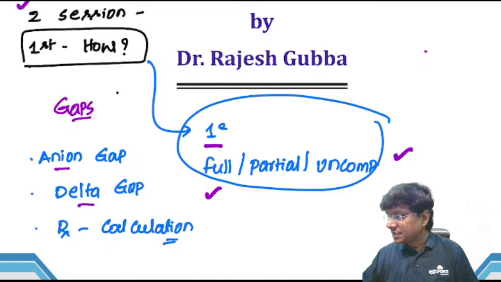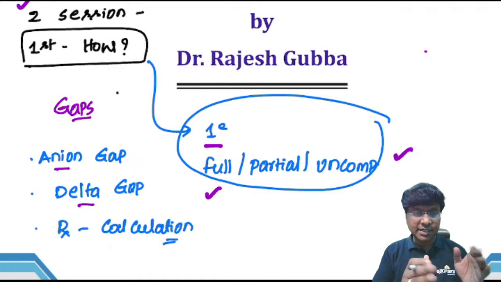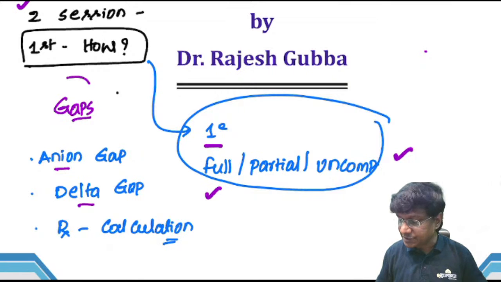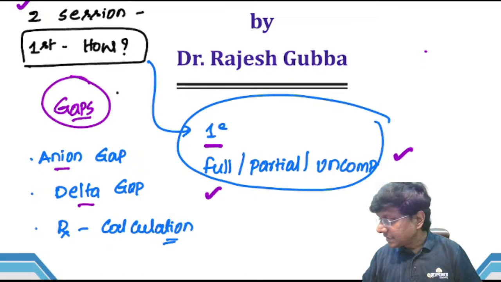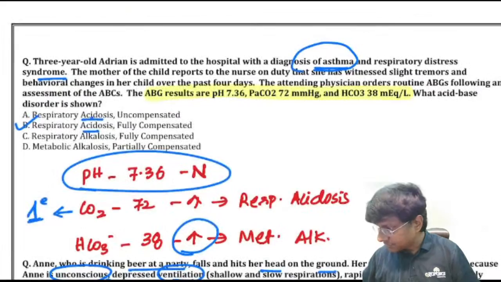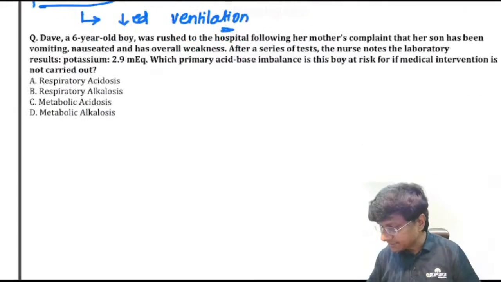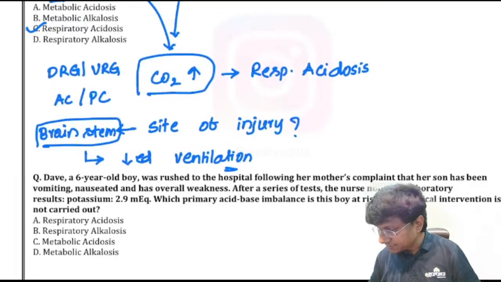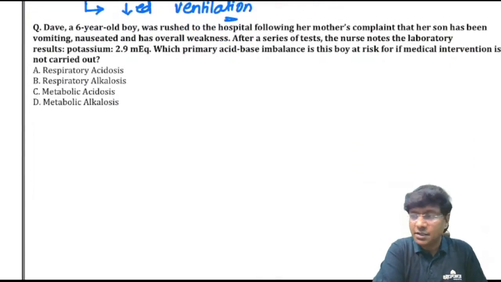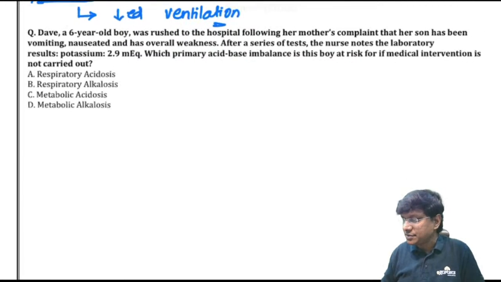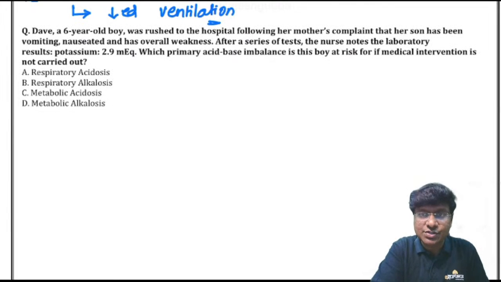Having said this, before going ahead with the discussion of the anion gap, delta gap, and corrected anion gap, I have a few more questions that need to be discussed. Let us discuss these questions first. Again, what did we discuss? If you have a lengthy clinical-based question, just try to read the last sentence, or otherwise we'll take up the entire question.